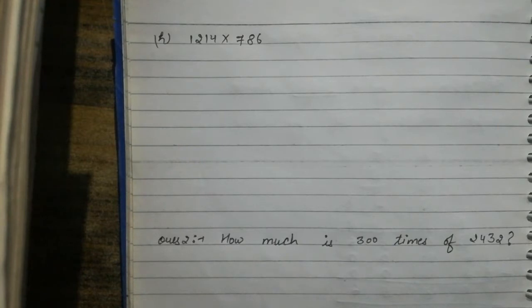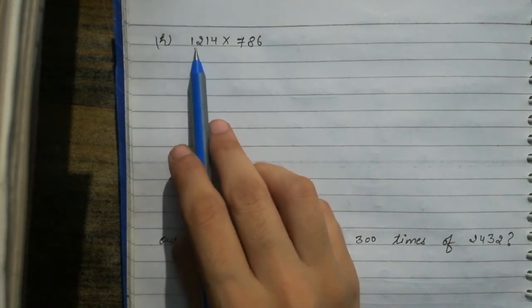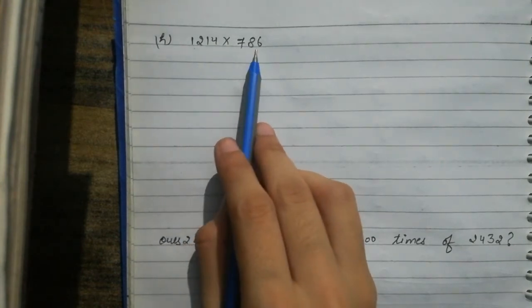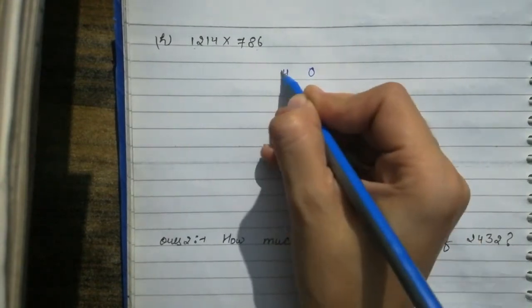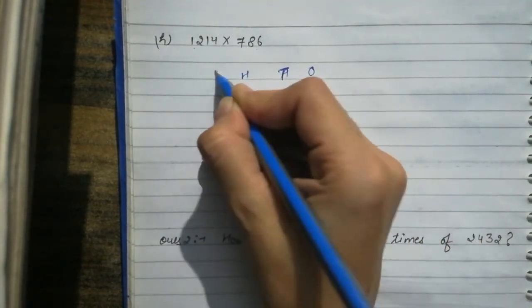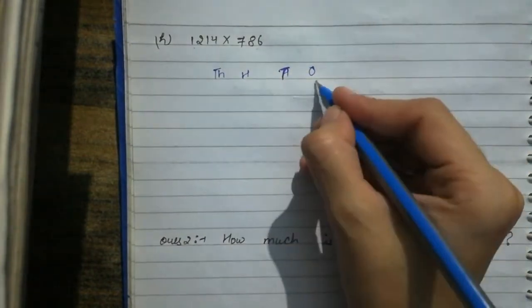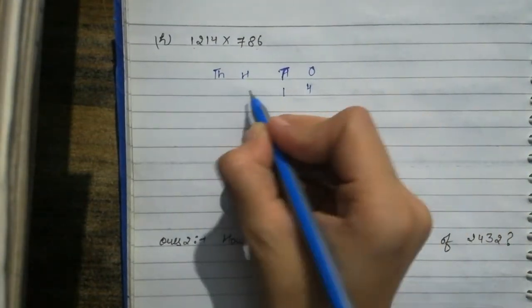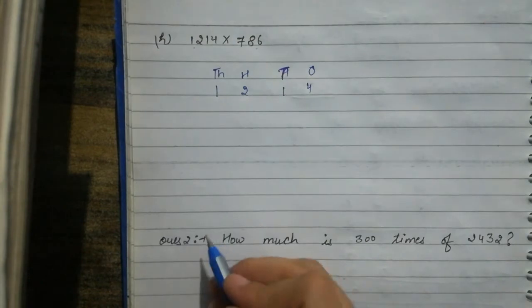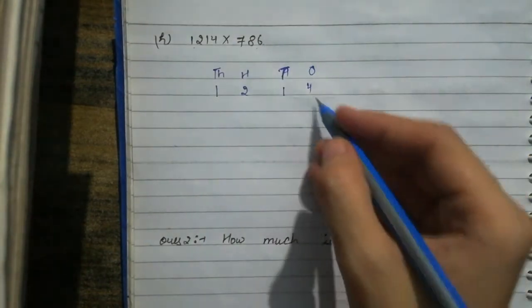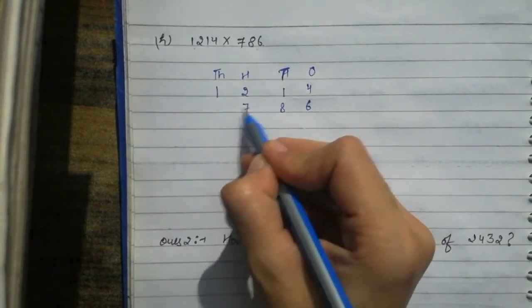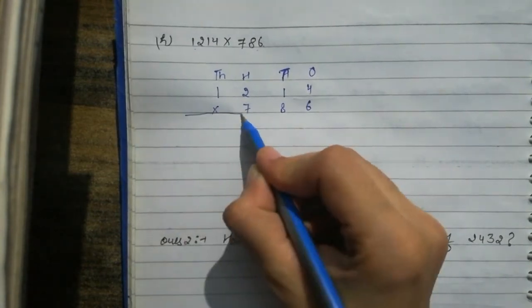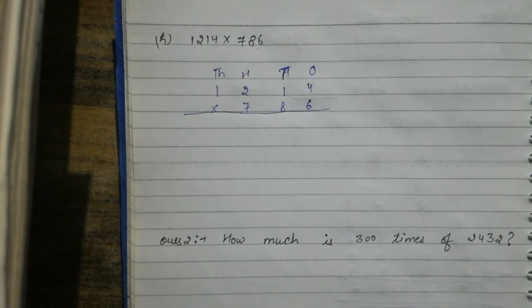Now let's do the H part of first sum. We have to multiply 1214 by 786. So first of all we will write these numbers according to their place values. In this number 4 ones, 1 tens, 2 hundreds and 1 thousands. This is the multiplier. So write down multiplier also according to its place values. Apply the sign of multiplication and now start multiplication.